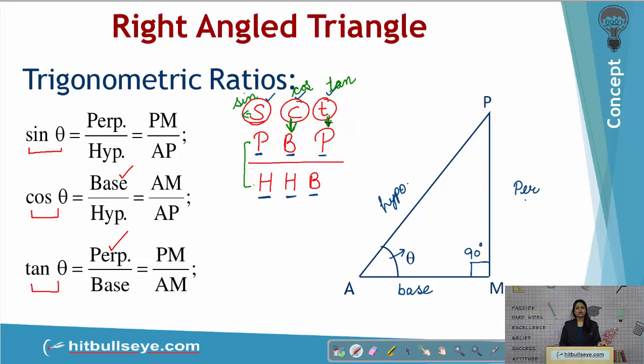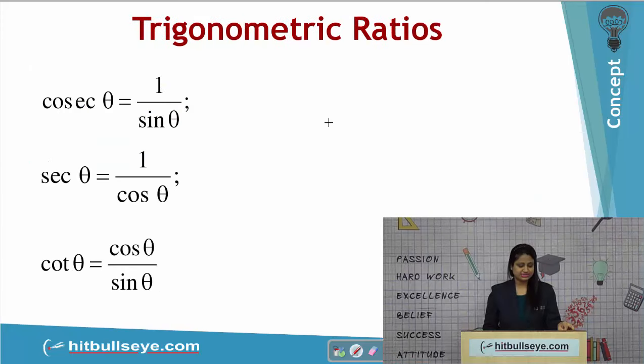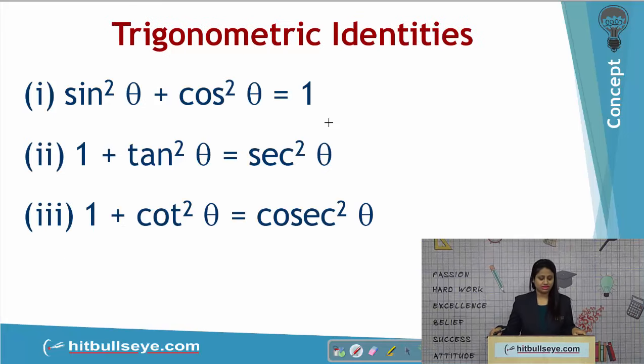Now we can talk about reciprocals of all these three T ratios, and these are cosecant theta, secant theta and cotangent theta. What is cosecant theta? That is the reciprocal of sine theta. So cosecant theta is nothing but 1 upon sine theta. Similarly, secant theta is 1 upon cos theta, and cotangent theta is 1 upon tan theta. With the same logic, with the values of sine, cos and tan, you can derive the formulas for all these new 3 T ratios.